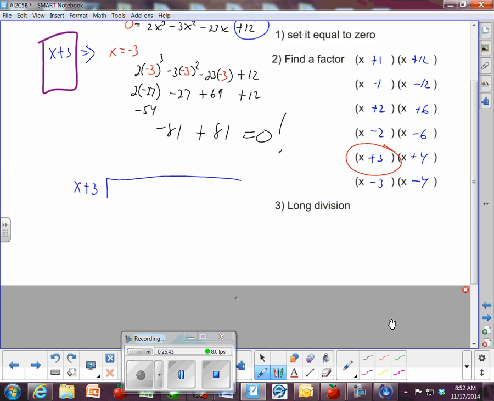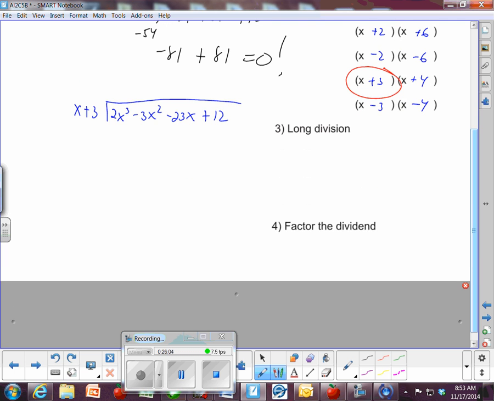All right, so what are we doing? We got a 2x cubed minus a 3x squared minus a 23x plus a 12, right? We know this factor is going to give us a 0 remainder. We know that. So we know it's a factor, so we got to do long division. First divided by first, right? 2x cubed divided by an x is a 2x squared. Put it in the x squared column, right? You remember? Now multiply x times 2x squared, 2x cubed. Positive 3 times 2x squared is a positive 6x squared, right?